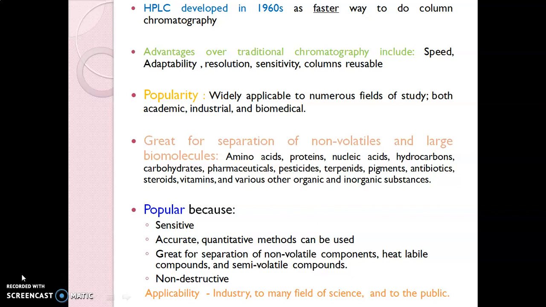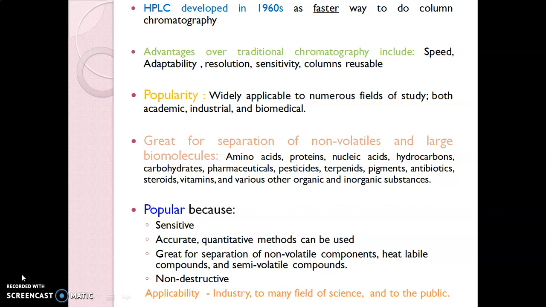Then what are the advantages of HPLC over the traditional column chromatography? First we are seeing the speed. Second is the adaptability, meaning one can adapt very easily, one can handle the system very easily. Next is the resolution. If we have a mixture of 10 to 12 compounds, we can resolve or separate our analyte or compounds with more accuracy.